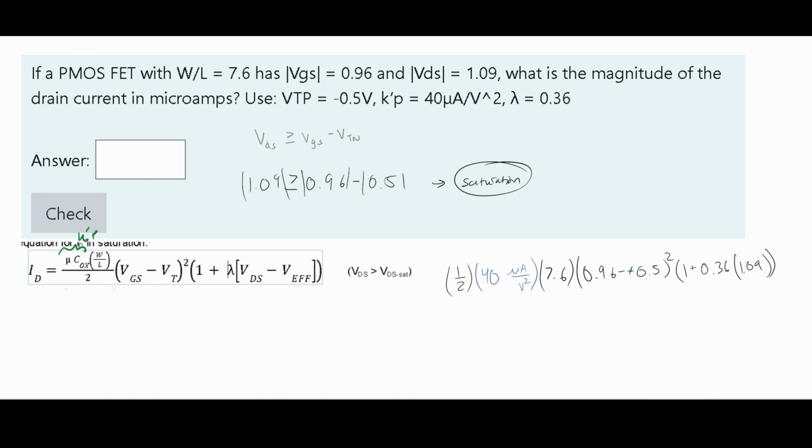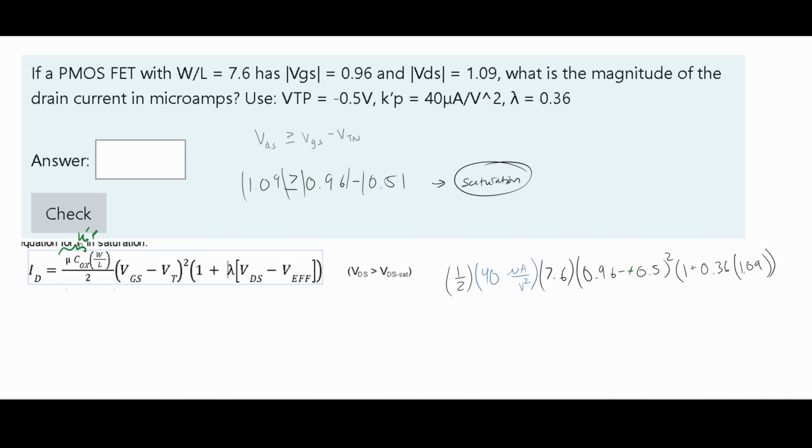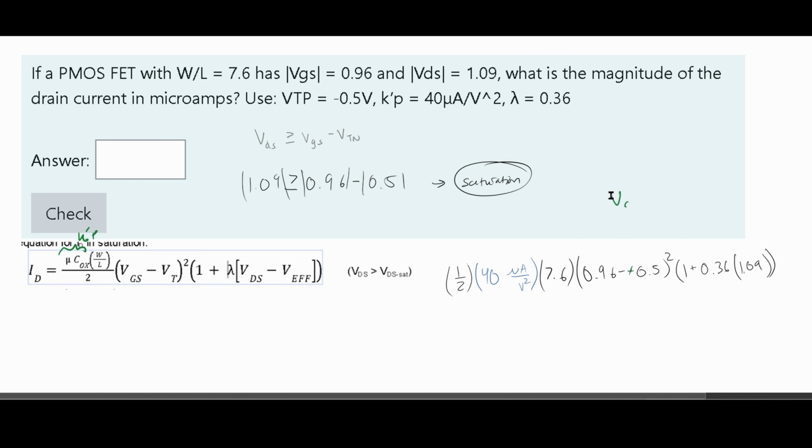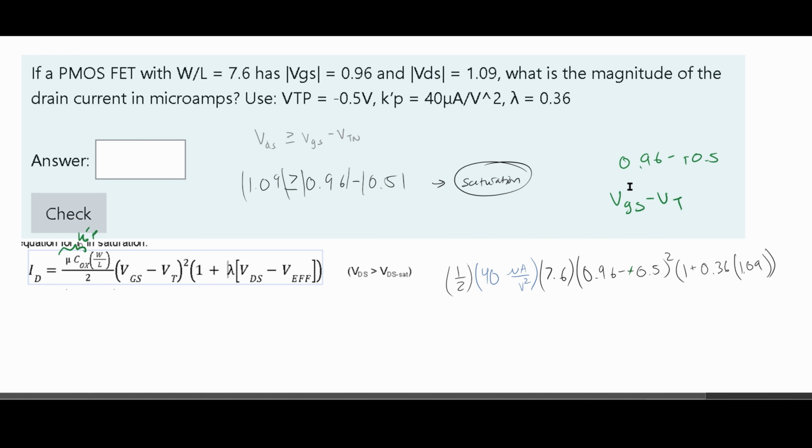Now, the VEFF, I don't think that it is used in this problem, but VEFF, if we look in the notes that are in the description below the like button, it's equal to VGS minus VT. So for this we would basically have 0.96 minus our VT, which is negative 0.5, but I believe absolute value, so positive 0.5.